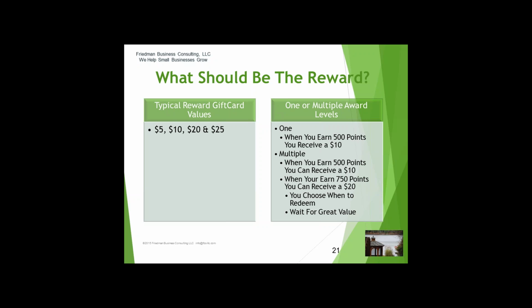I think the government should print $25 bills. I really think so. But you could have one award level or multiples. A one award level would be something like earn 500 points, you get a $10 gift card. A multiple award program would have the additional level of, well, maybe spend 750 or 800 points and you get a $20 gift card. The customer can choose when to redeem, wait for the better value, or spend right away.